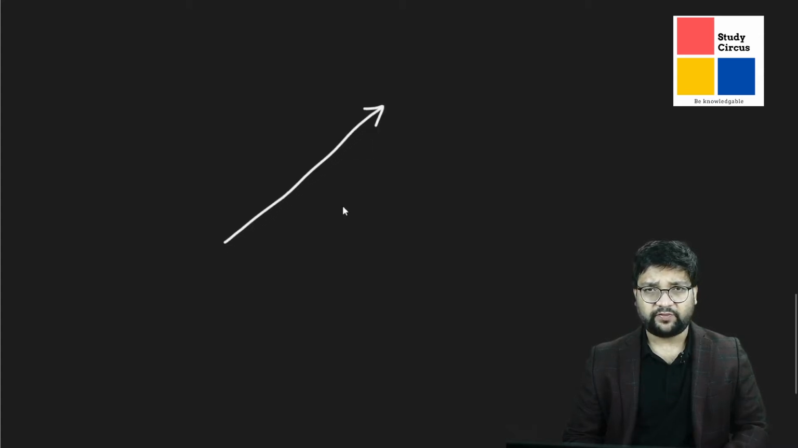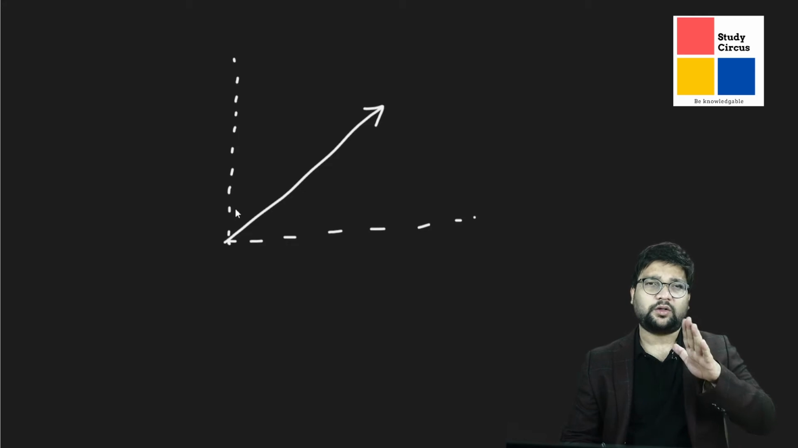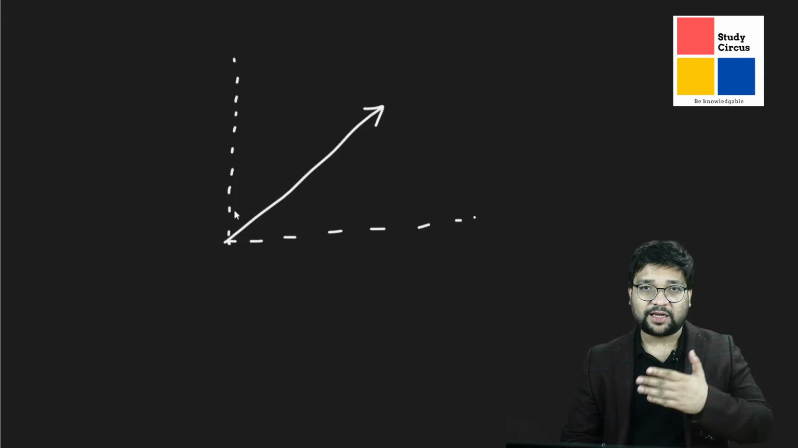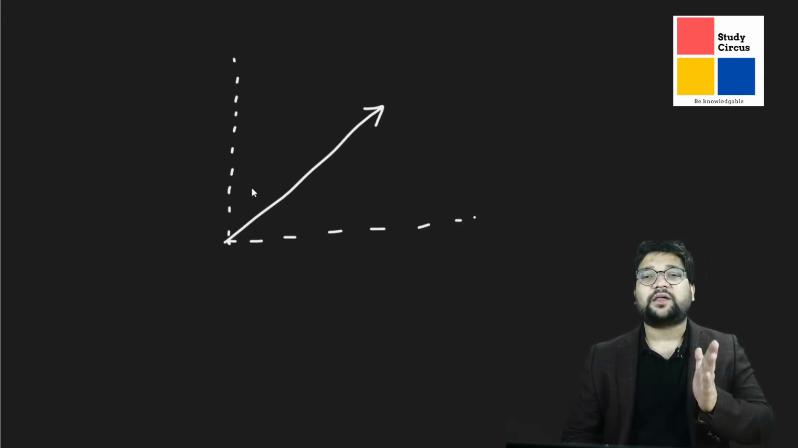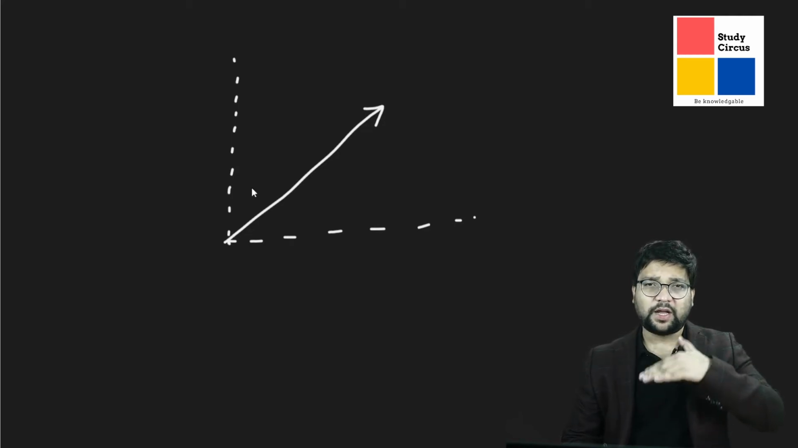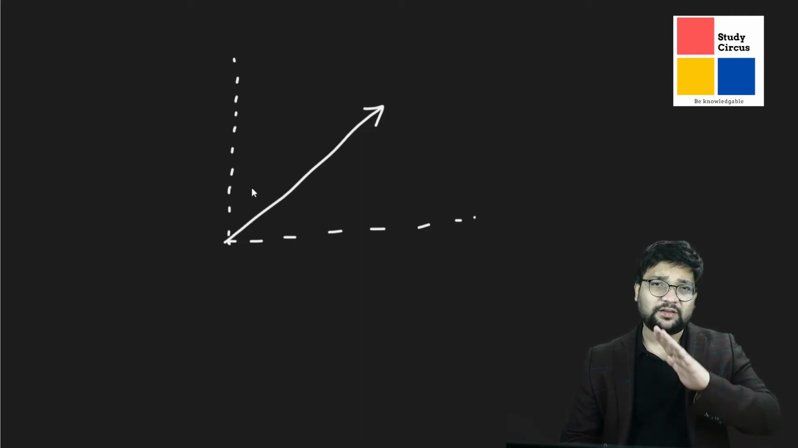We have seen how to resolve a vector. Now we are in a position to resolve a vector along its x and y components, and if it is three dimensional we can resolve it along all three directions. But here we have assumed that this vector is in the xy plane, so we are resolving in x and y, and the components will be along the x axis and y axis only.